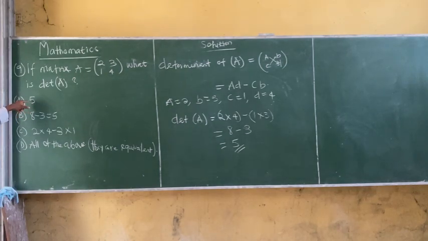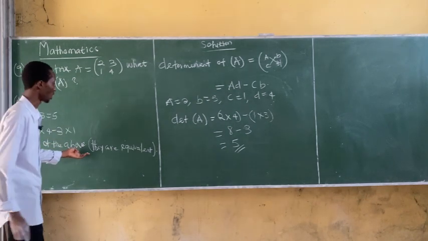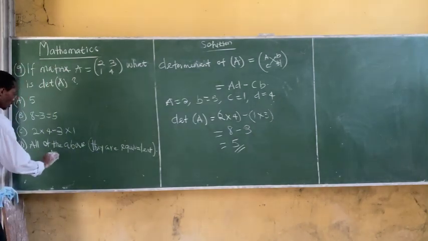But we don't need to be in a haste to pick 5. You notice that 8 minus 3 gives us 5, and 2 times 4 minus 3 times 1 will still give us 5. So the correct option here is option D, all of the above. They are all equivalent. So this is the correct answer here.